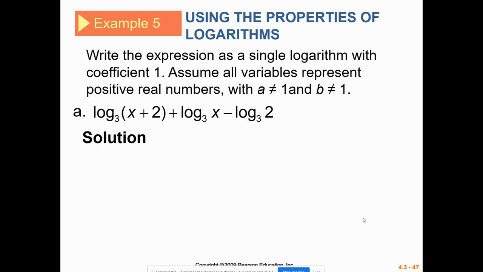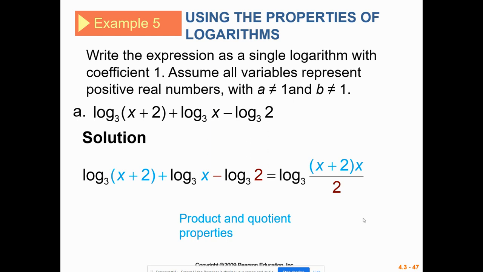In these examples, we're going to do the reverse direction. We're going to take multiple logarithms, sums and differences, and rewrite them as a single logarithm. So we work with the first two. We're going to look at the log base 3 of x plus 2 plus the log base 3 of x, and we'll combine those two by multiplying them together, the log base 3 of x times x plus 2.